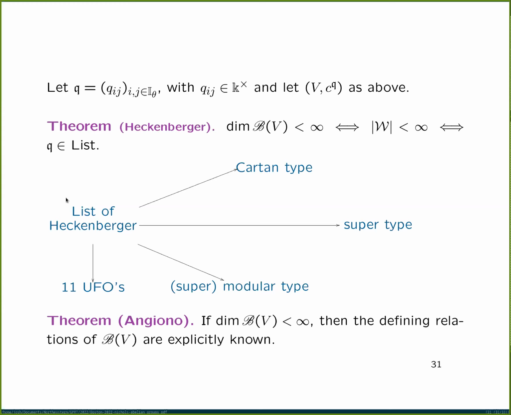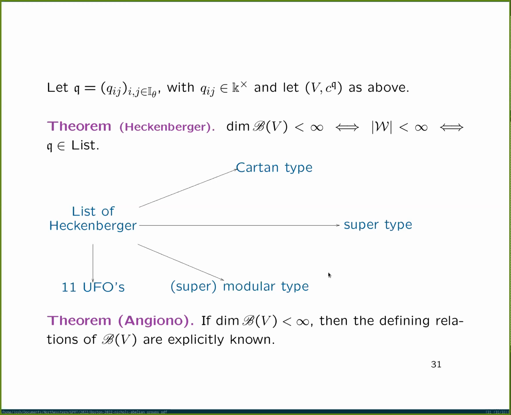And with the help of Hiroyuki Yamane, Hyun and myself tried to understand the classification of Heckenberger, and we found that there are 4 classes. Cartan type, which I already explained, and super type, which corresponds to super quantum groups. One can define Weyl groupoids for Lie superalgebras, and the Weyl groupoid of a contragredient Lie superalgebra is isomorphic to the Weyl groupoid of the corresponding matrix here. This is why the name super comes.